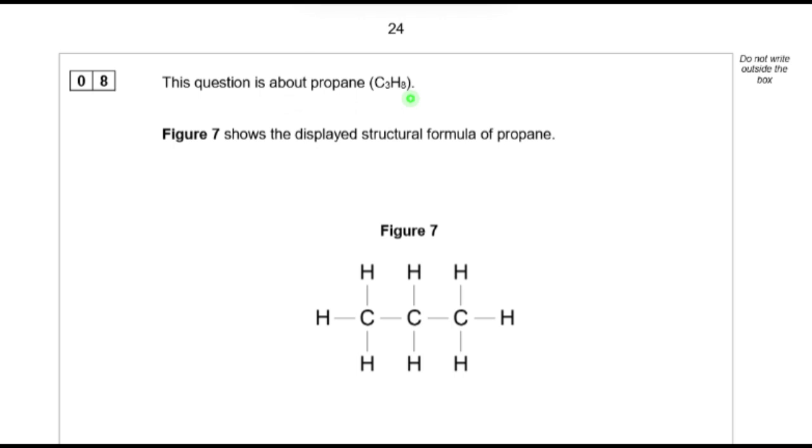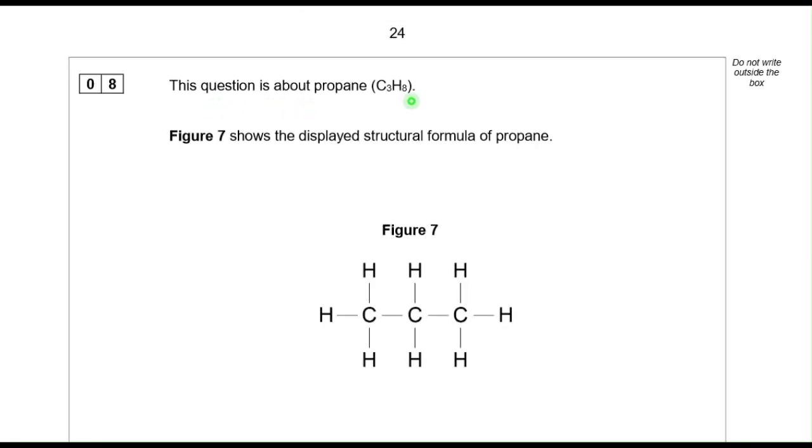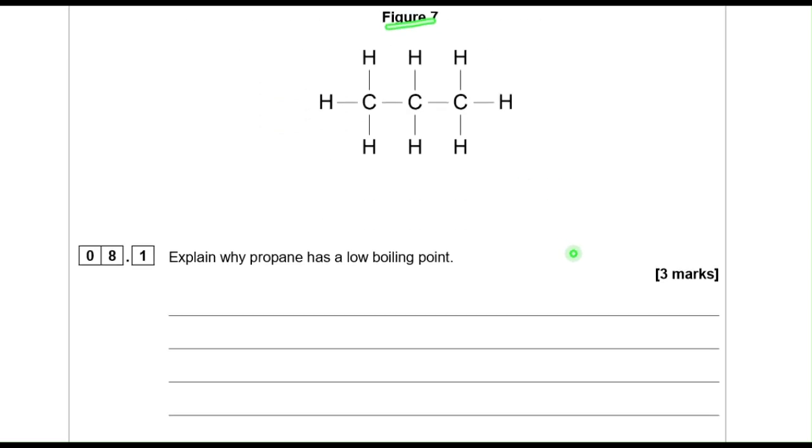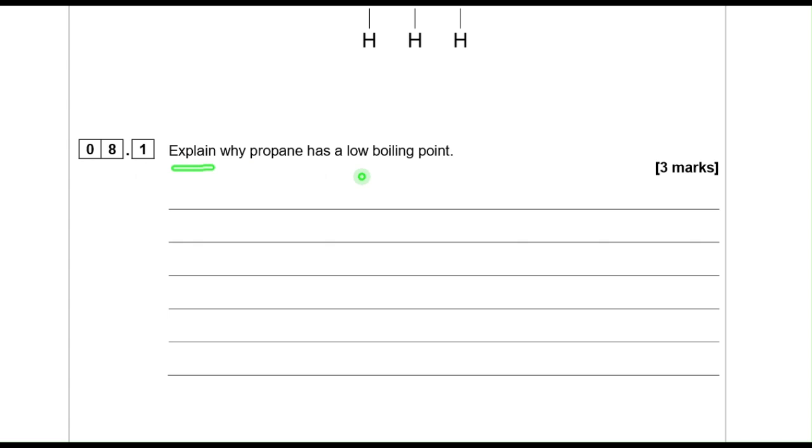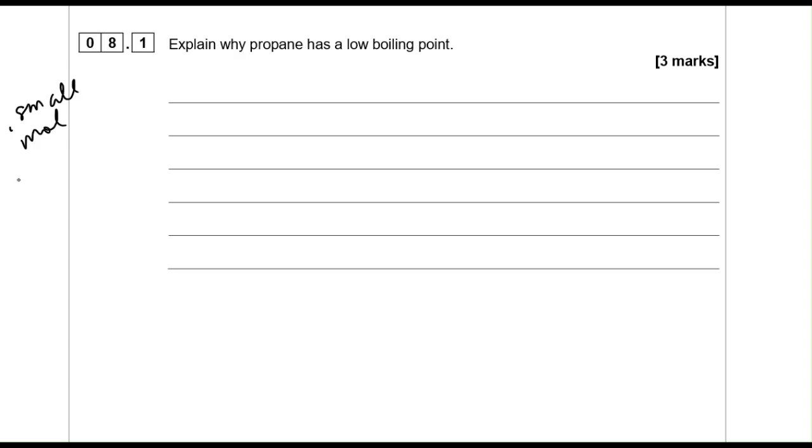This question is about propane, C3H8. Figure 7 shows the displayed structural formula of propane, and you can see it displayed there. 8.1. Explain why propane has a low boiling point, for 3 marks. Now there are 3 key points here, and the first one is that propane is a small molecule. Between the molecules there are weak intermolecular forces. That is an important phrase. Learn it. Weak intermolecular forces. And these weak intermolecular forces are easy to overcome.